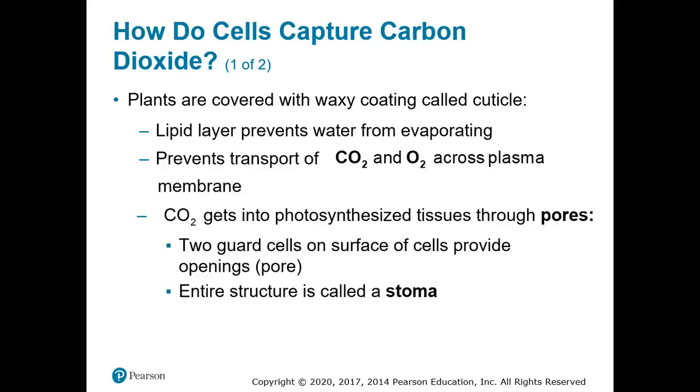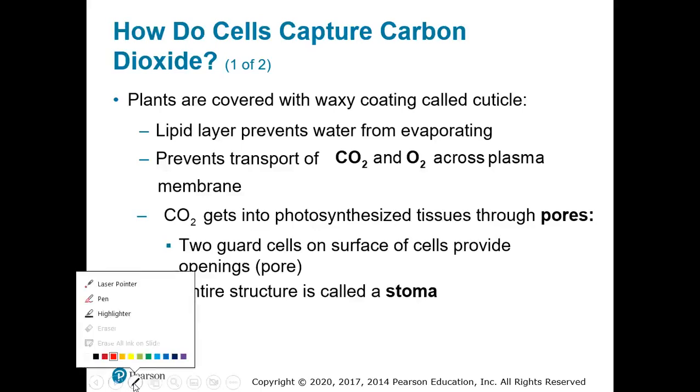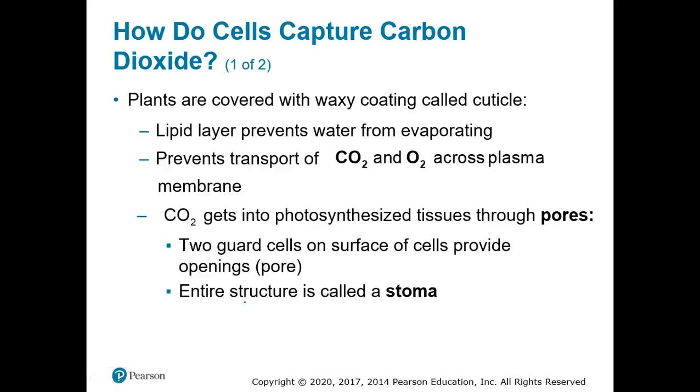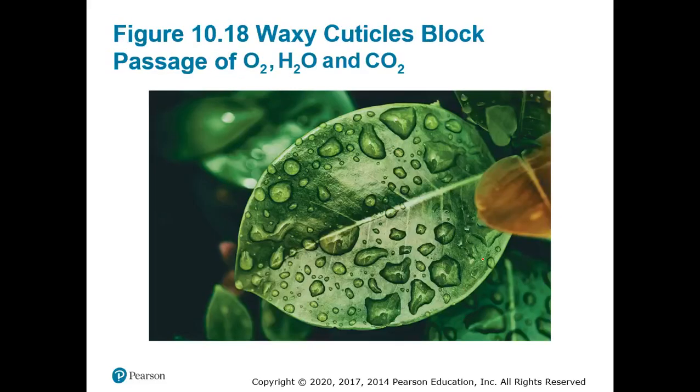And this happens through pores. Okay, these pores are little openings on the surface of our leaf cells. They have two little guard cells on the side. And this whole unit, so the two guard cells and the pore, is called a stoma. You see multiple together, you call that stomata.